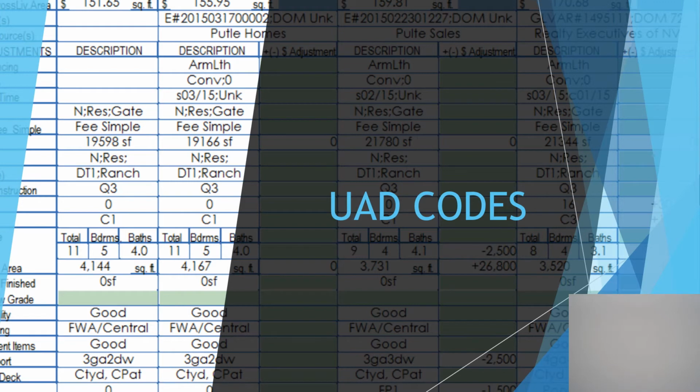You go down to the next section and it says N-res. That's dealing with view, indicating that that is a typical or neutral residential view. The next is the design. The DT1 is that it's a detached ranch-styled home. The next is Q3, suggesting it's a good quality home. C1 stands for condition, with a condition rating from 1 to 5.